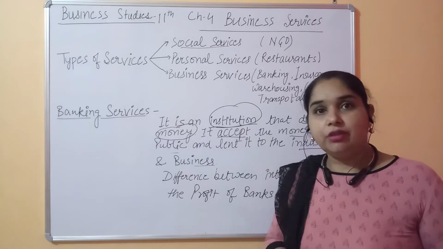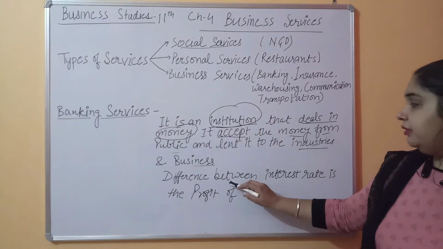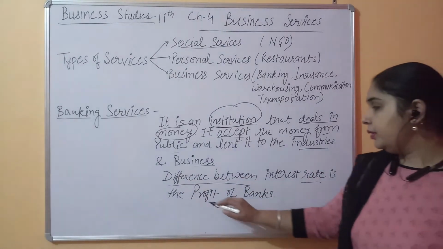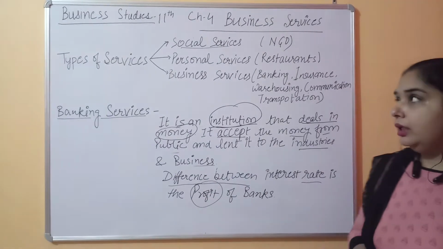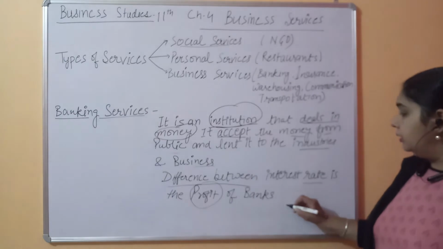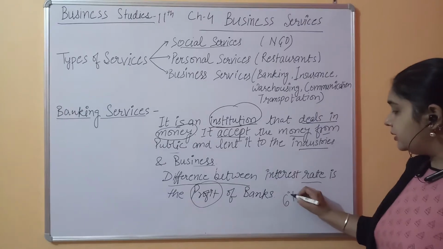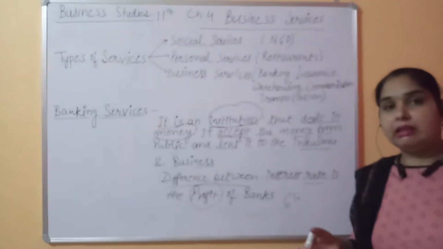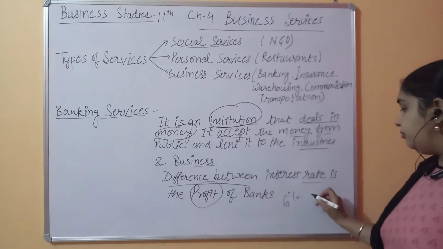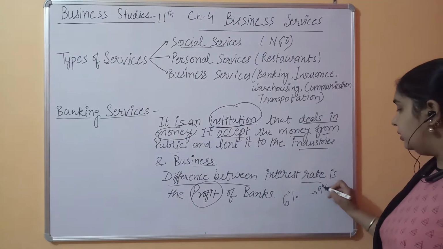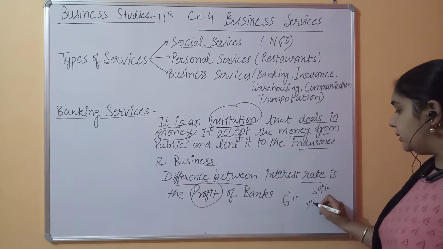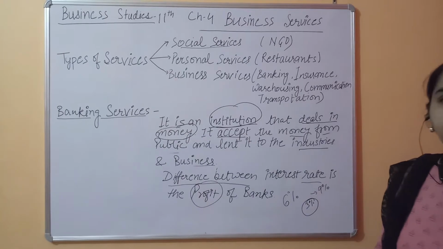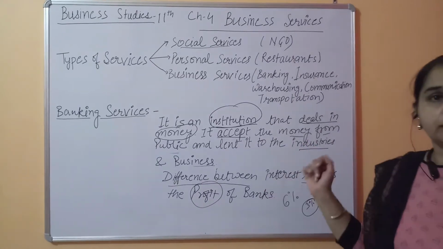And how does the bank make a profit? The difference between the interest rates is known as the profit. Right? If we talk about a bank, when we deposit our money, it gives us 6%, and generally the interest on loans is more than the interest on deposits. So if there is a 9% rate on loans, the difference of 3% is the profit for the bank. In this way the bank is earning money. So these are the services of the bank.